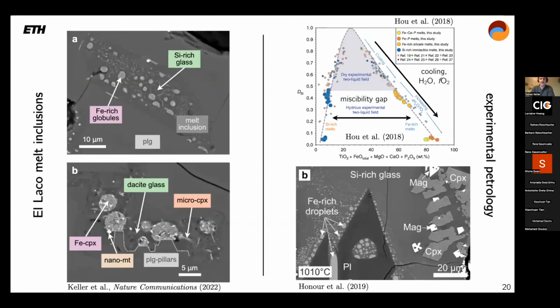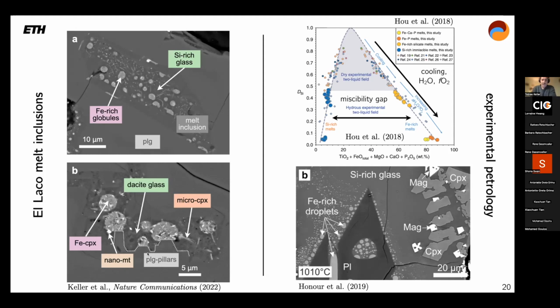So what else? What about this? Could this be a smoking gun? If you take andesite from the andesite deposits that are interbedded with the ore deposits at El Laco, and you look at them under the microscope, what can be seen is quite large and frequent melt inclusions, which look like this. They have these iron-rich globules that are embedded in a silica-rich matrix.